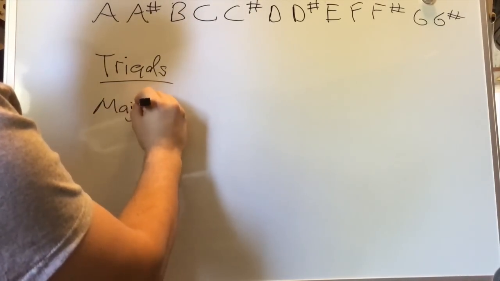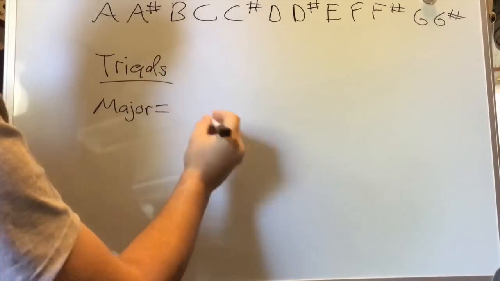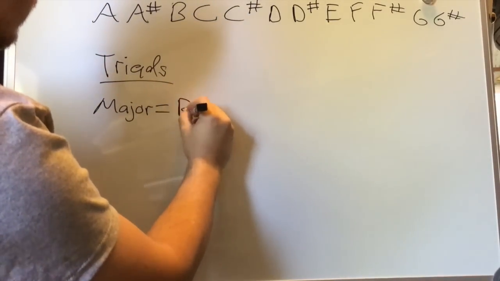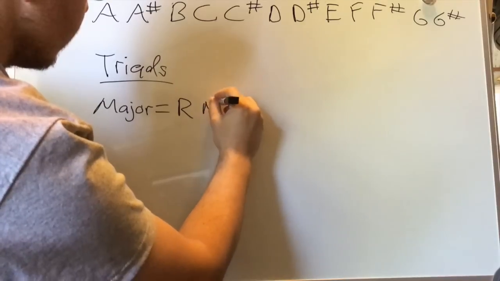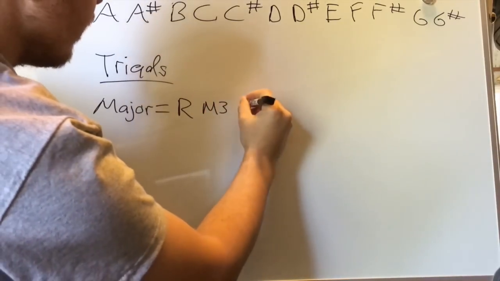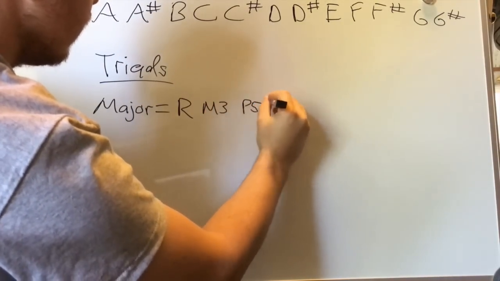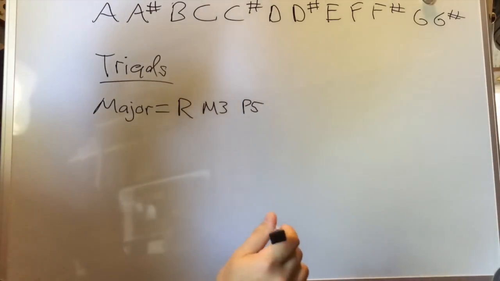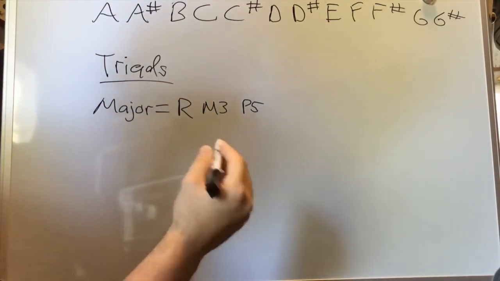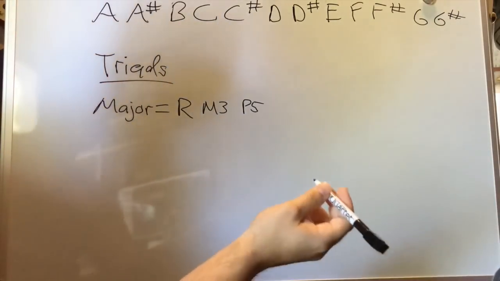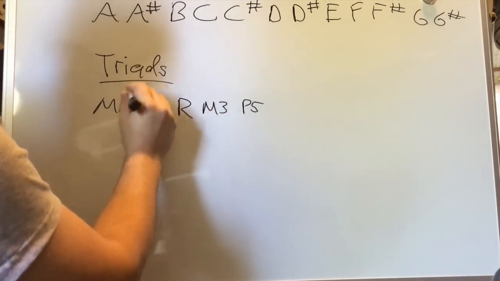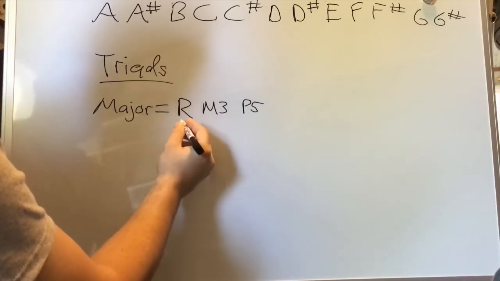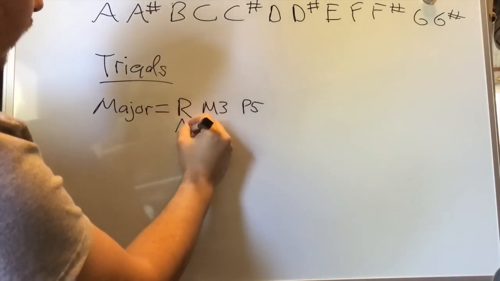A major triad: you have a root note, you have a major third, and then you have a perfect 5th. Your mind's blown already, right? Let's fix that. So we'll talk about intervals as well. So a major triad is a root note. We'll pick A because it's right there.